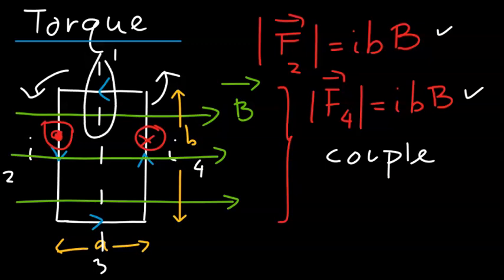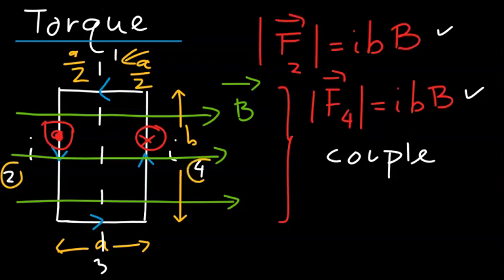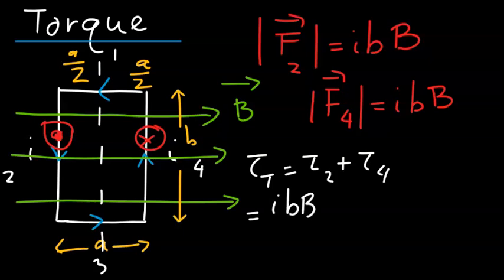about this line. So this dotted line is the axis of rotation, and the distance a over 2 is the distance between sides 2 and 4 from the axis of rotation, namely this dotted line. The total torque is quite simply the torque on side 2 plus the torque on side 4. The torque on side 2 is the force on side 2, which is I b B, times that perpendicular distance known as the moment arm, so that is a over 2.